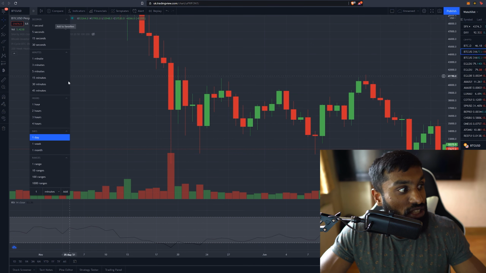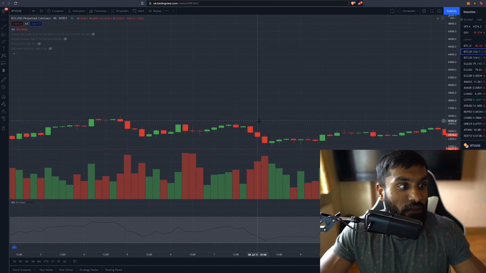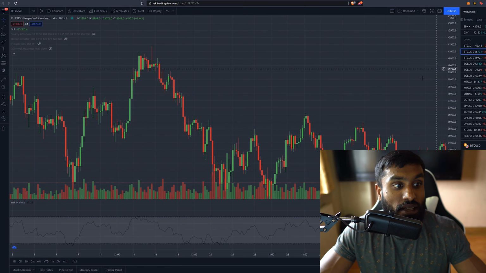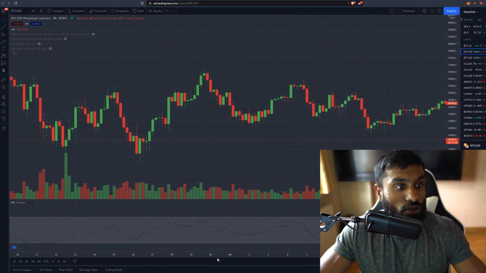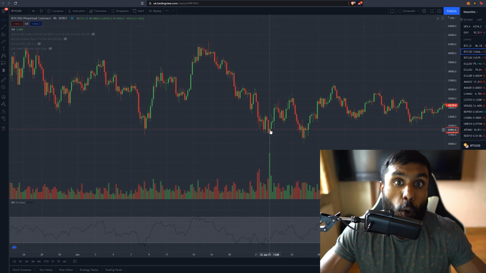So if I were to change this to a 4-hour time frame, and when you change these time frames, the candles get a little bit skewed or whatnot. And if this is happening, you just simply zoom out, or you can go to the far right hand corner where the price is, and you can drag it to extend those candles out, or you can pull along the x-axis to drag the candles out. Now in this scenario, each candle is a 4-hour candle.